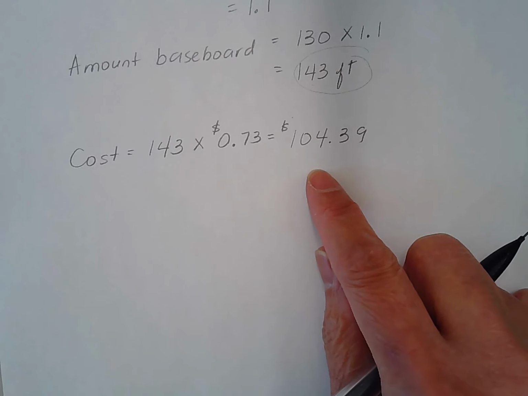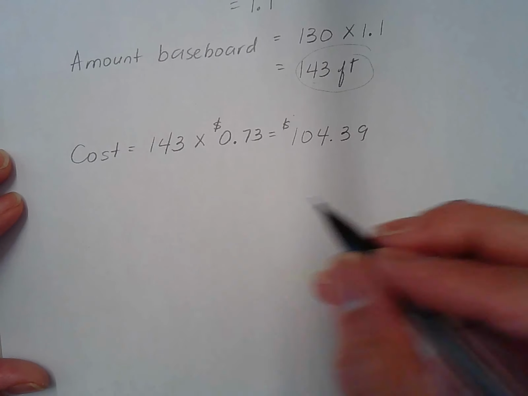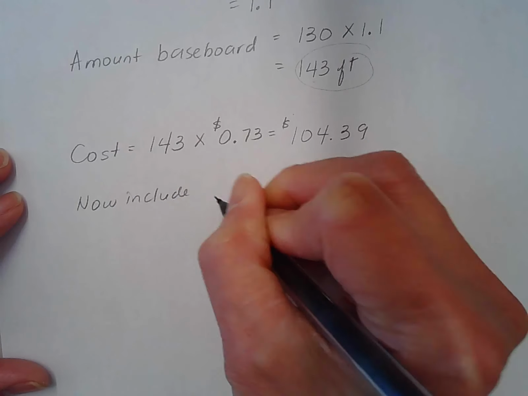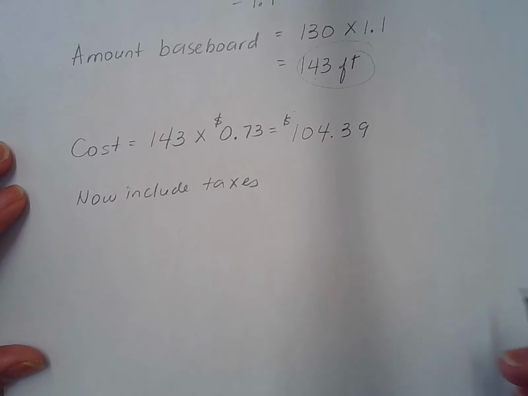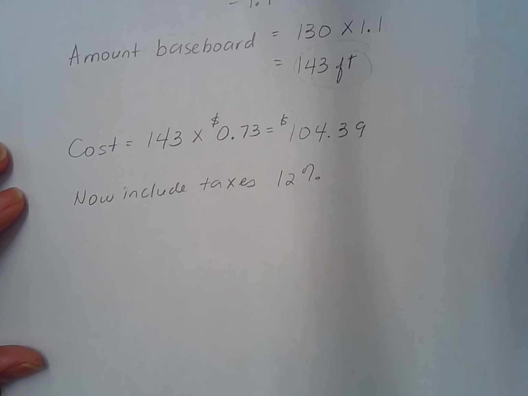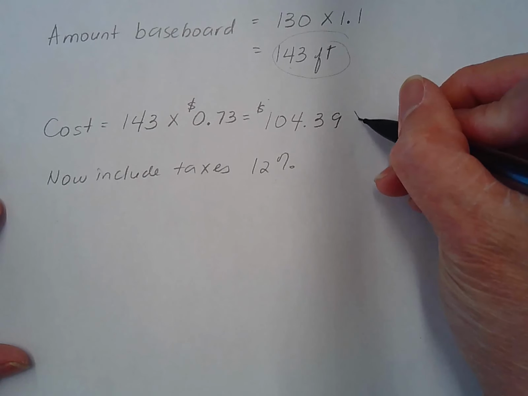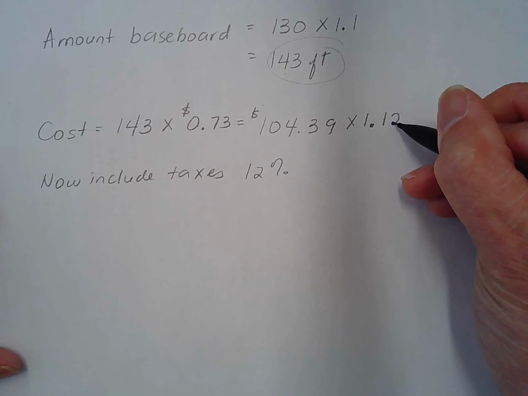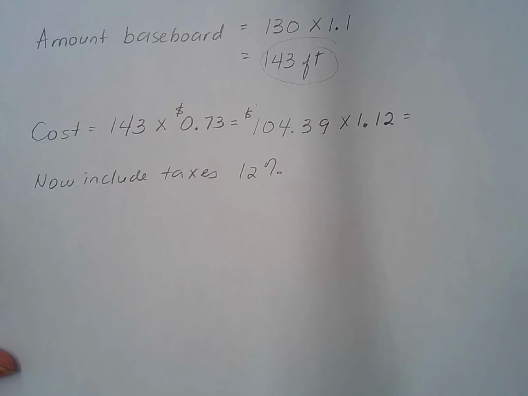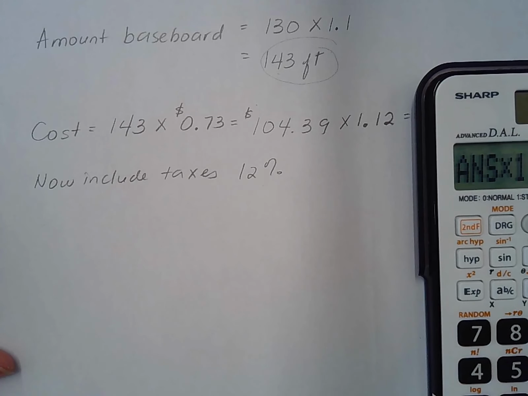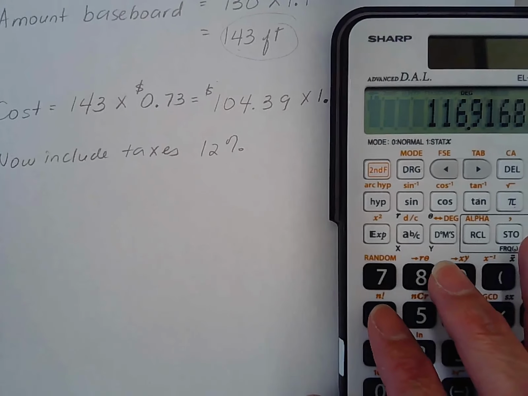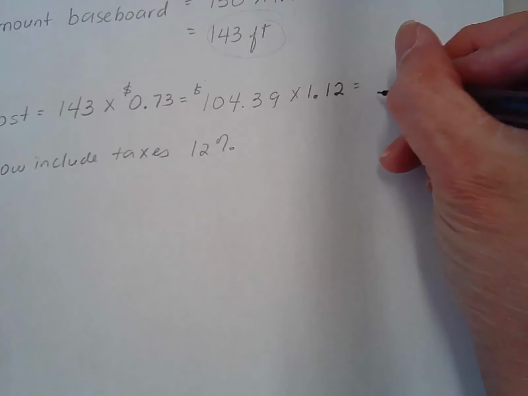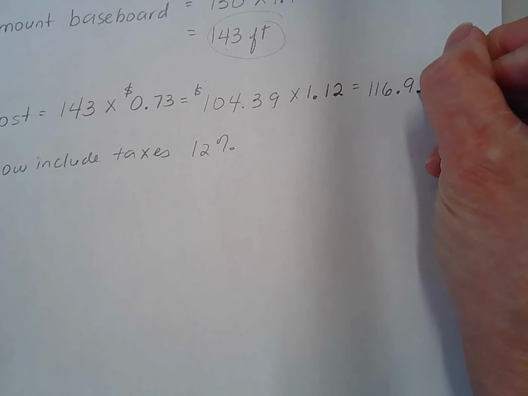Okay, but we also have to include the tax. So including the tax, or taxes, because it's 12%, right? So what are we going to do? Times 1.12. It's going to give us $116.92.